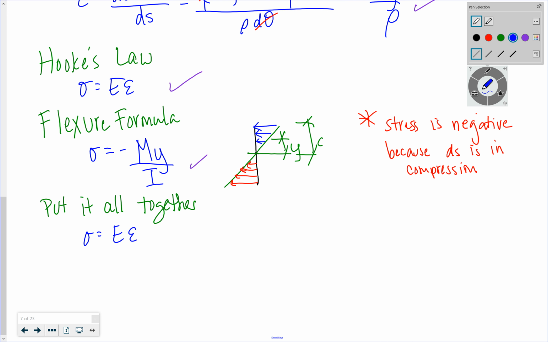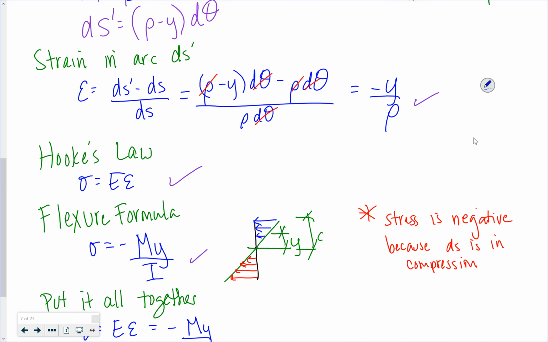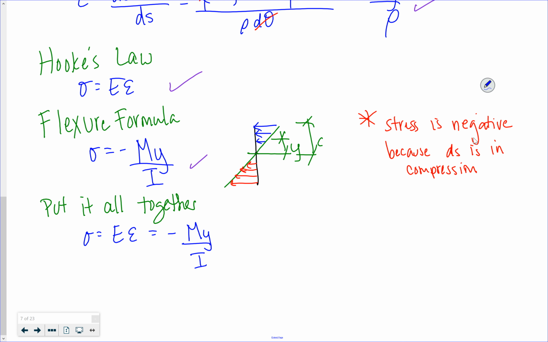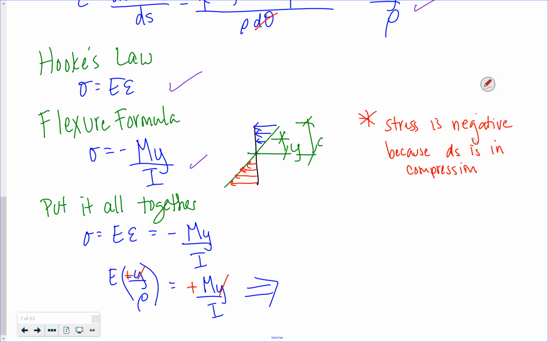Got two equations for stress. Stress equals E times strain equals negative My over I. I'm going to put strain equal to negative y over rho, not P, rho, equals negative My over I, and all this to say, my two negatives go away, right? Positive. My y's go away. If I move E to the other side, I get 1 over rho is equal to M over EI.